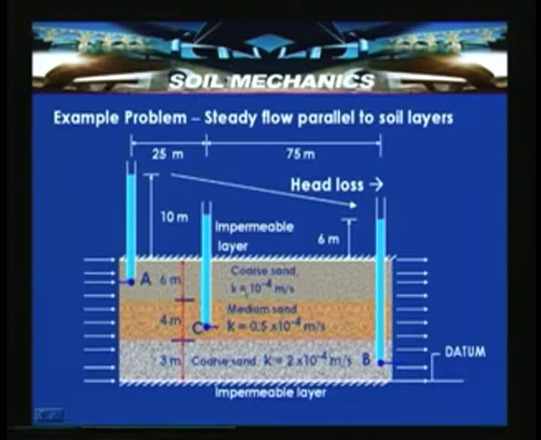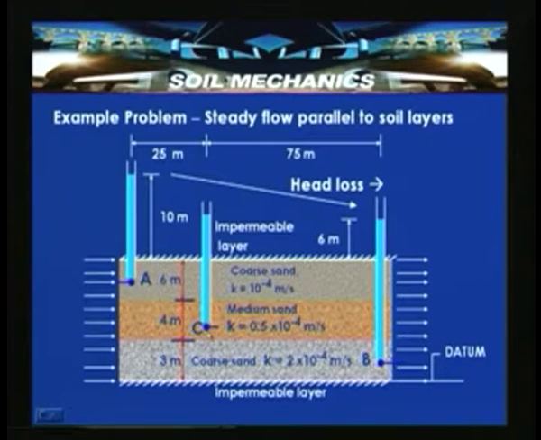One is coarse sand which has a permeability K of 10 to the power of minus 4 meter per second, the medium sand K is equal to 0.5 into 10 to the power of minus 4 meter per second, and a coarse sand K is equal to 2 into 10 to the power of minus 4 meter per second. Here the water has a head of 10 meters at this particular level, and at a distance of 100 meters from here the head available is around 6 meters. That means the head loss is occurring from point A to point B.